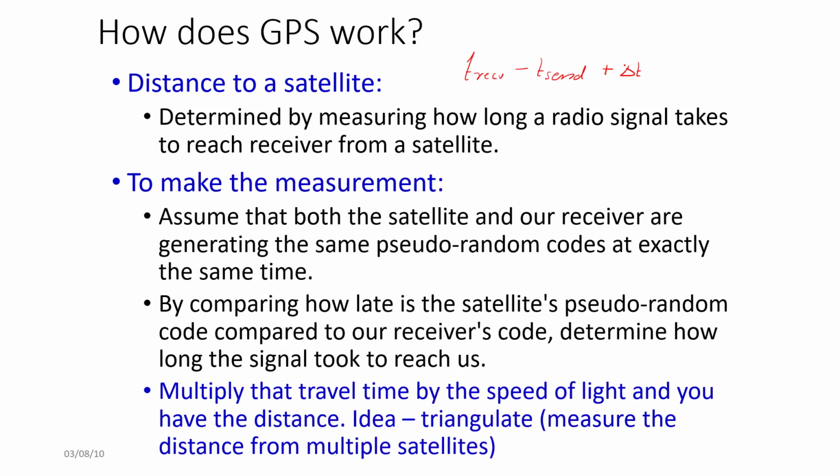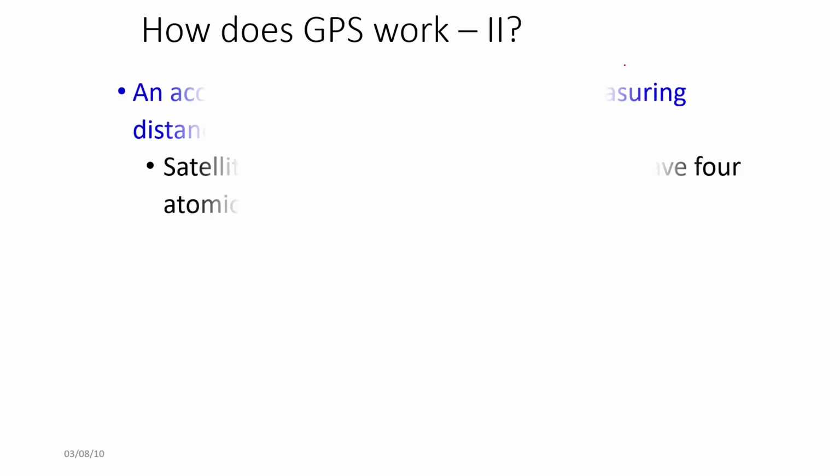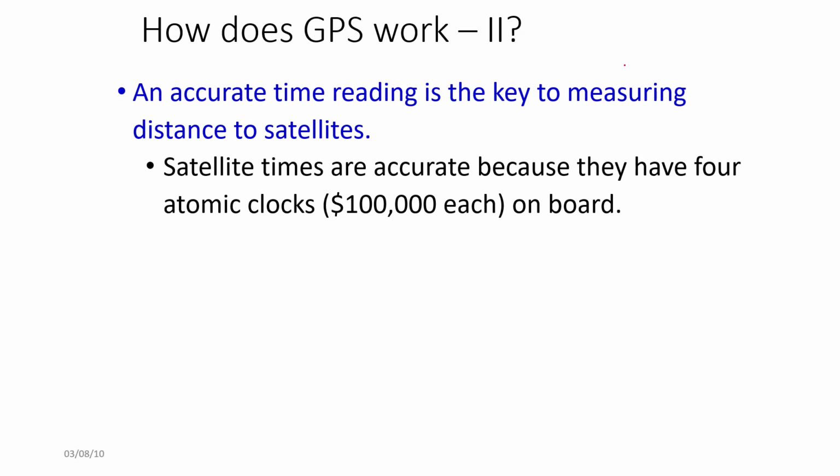So basically, the idea over here is that every message has a unique pseudo-random code with it. With that, a determination is made regarding the message and the time it took to reach the receiver. So clearly, an accurate time is key to measuring the distance.